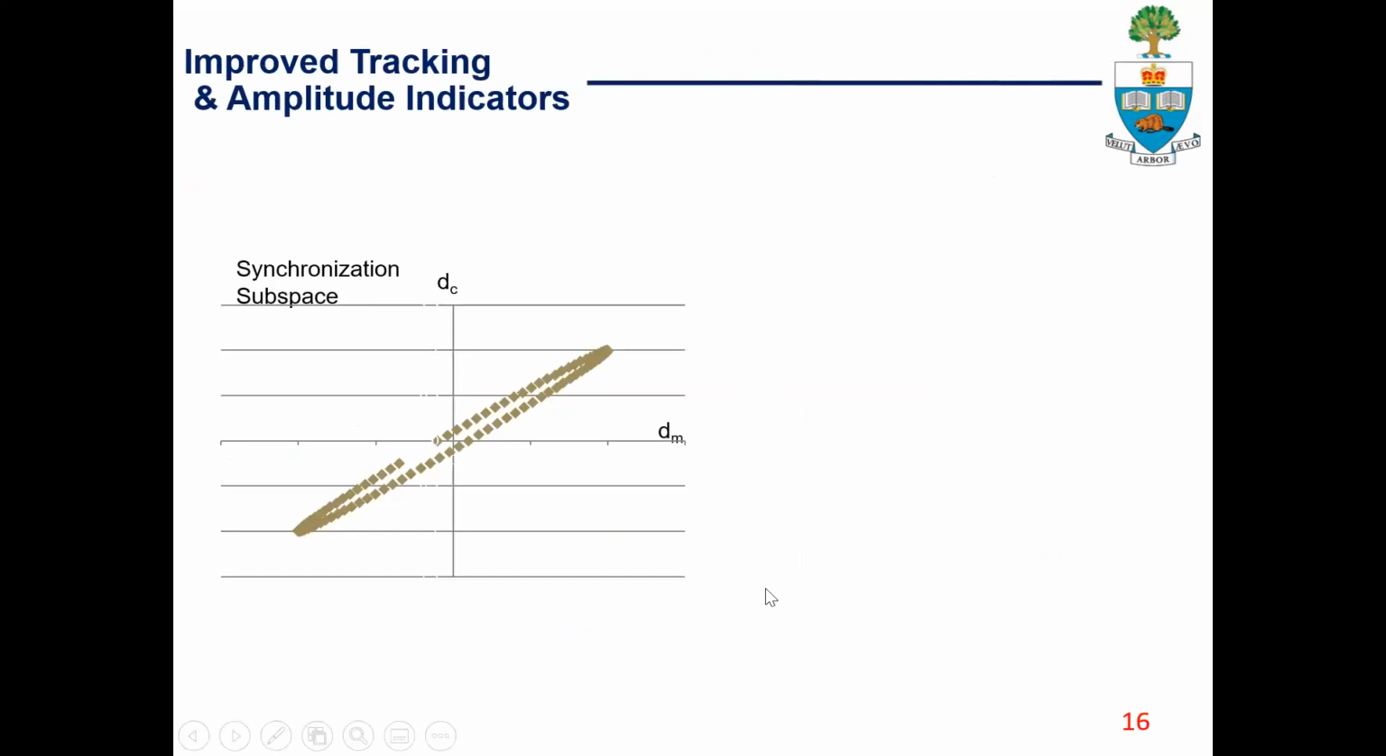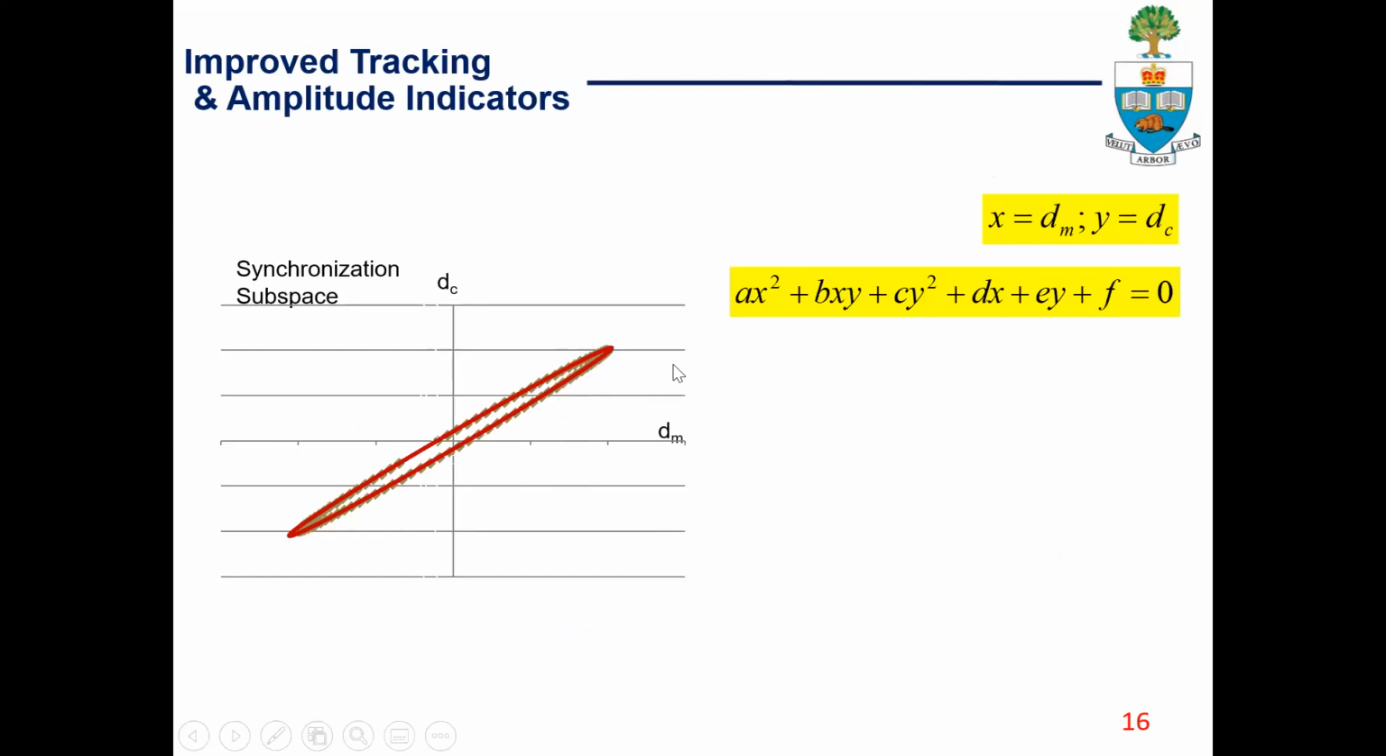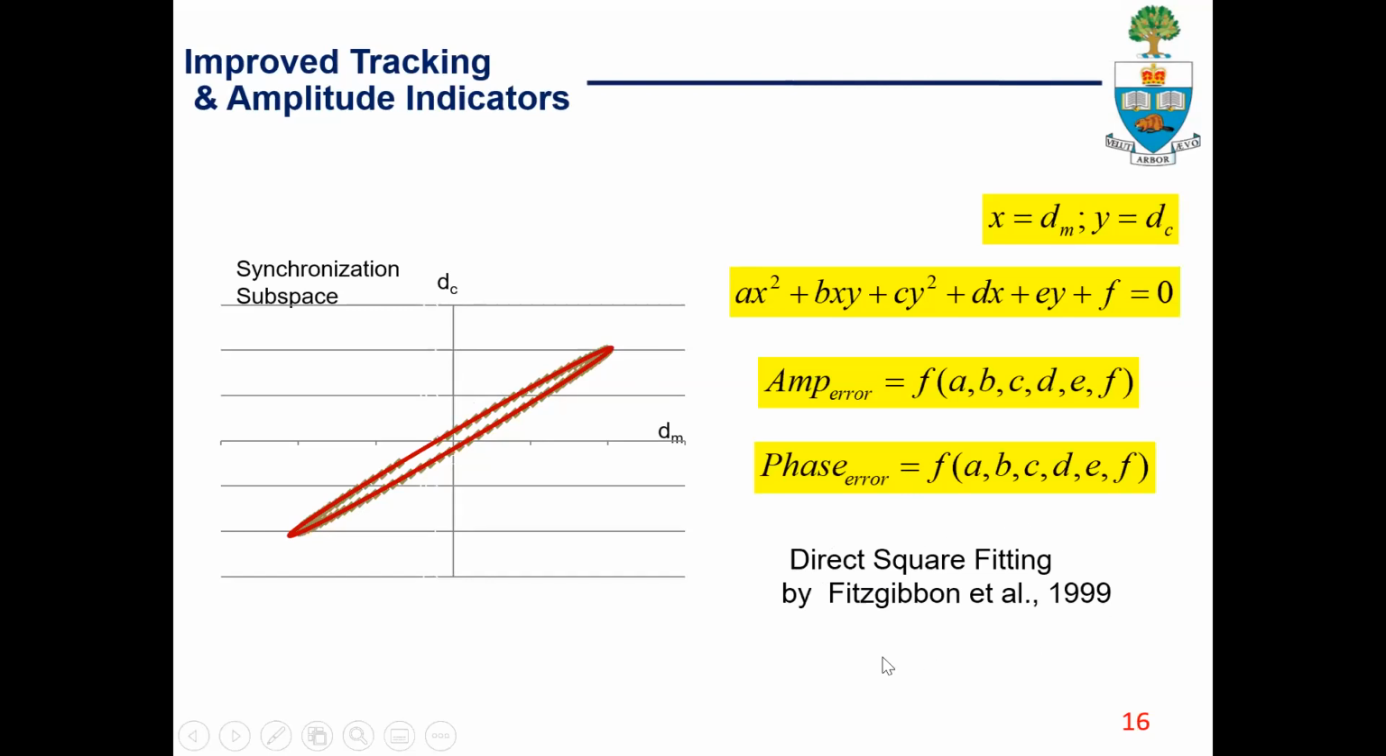This time, we still use synchronization subspace plots, but instead of calculating the area inside the plot, we fit an ellipse to it using image processing techniques that are typically used. And we also establish a relationship between amplitude error and phase error and the coefficients of the identified ellipse. And this gave us an accurate way of uncoupling the amplitude and phase errors.